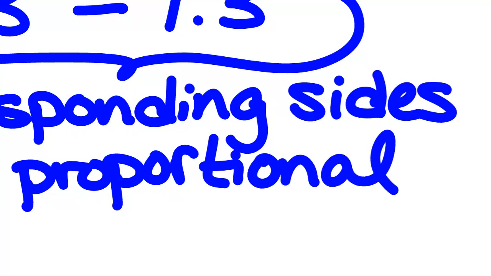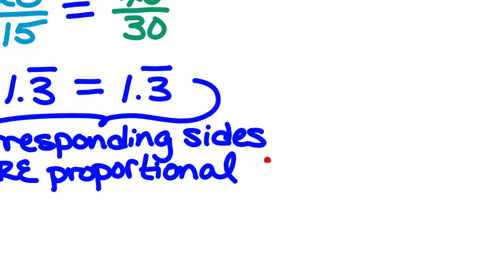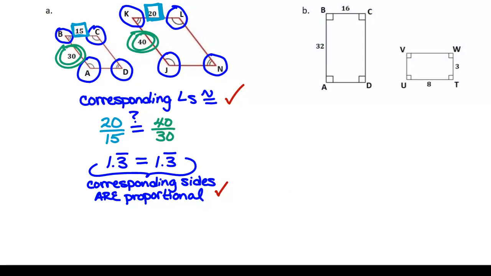So that meets my second criteria. Since it met both criteria, what does that mean about these two parallelograms? They are polygons. They are similar to each other. What we were checking with those criteria is whether or not they were similar to each other.